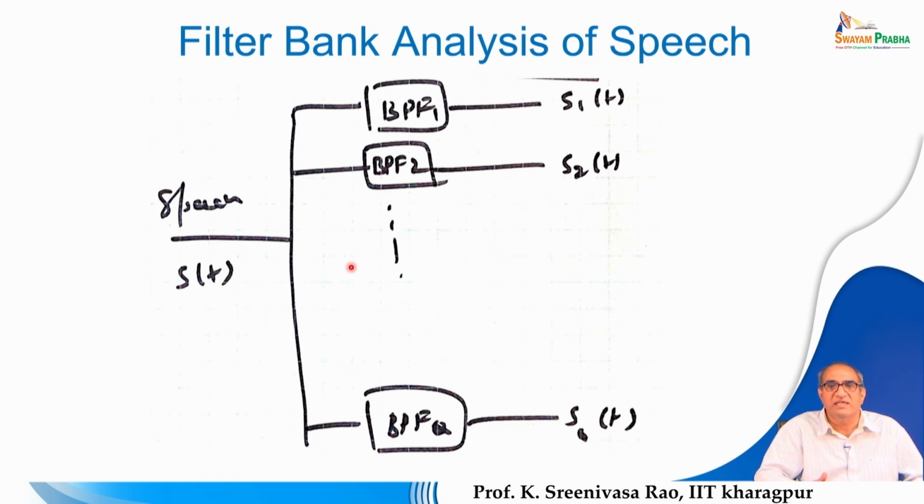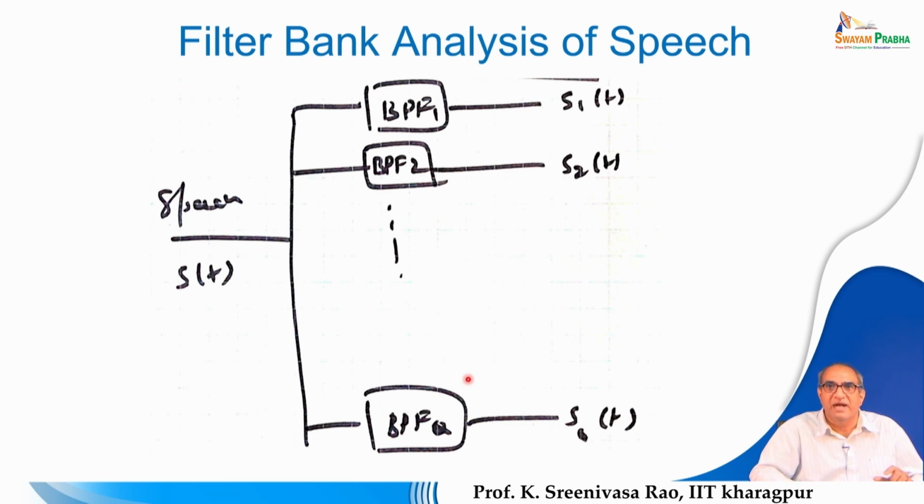So, if you want to analyze how the energies are distributed in that 4 kilohertz, for that purpose the 4 kilohertz speech signal is divided into different bands. For example, if you divide this 4 kilohertz into 8 bands, where each frequency band consists of a range of 500 hertz, 0 to 500 hertz will be taken care of by one of the filters, and 500 to 1000, then 1000 to 1500.